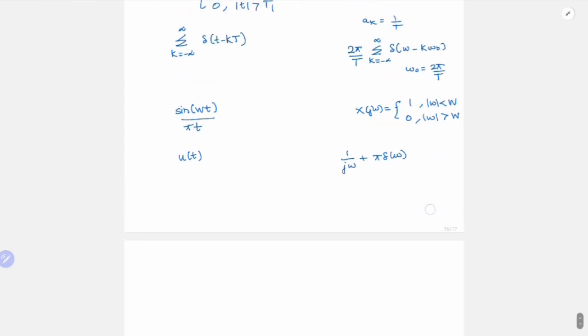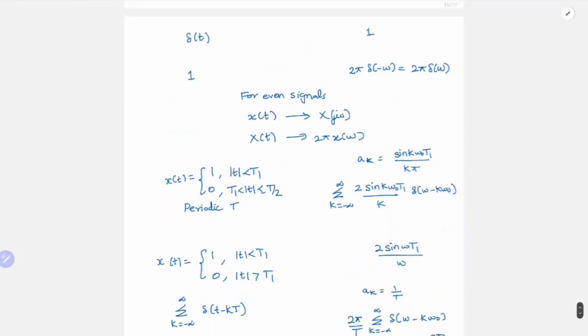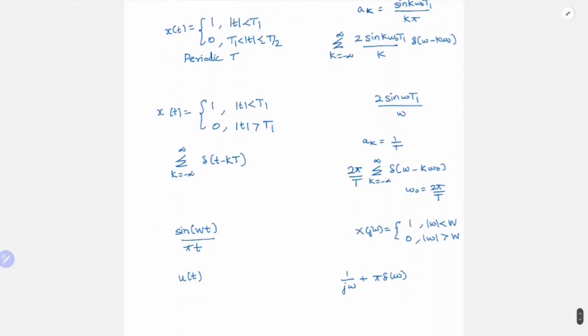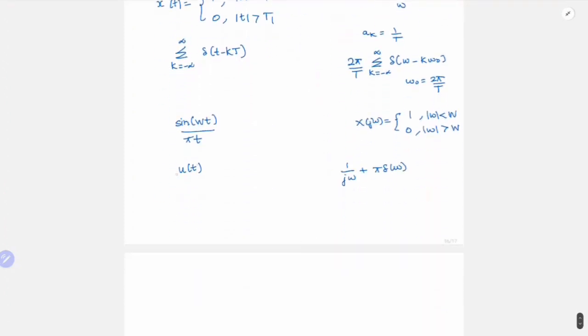This one you can also find: 2π δ(ω) was 1, so π δ(ω) has a DC value of half, which is nothing but the average value of u(t). So from that also you can find this DC component in the frequency domain.